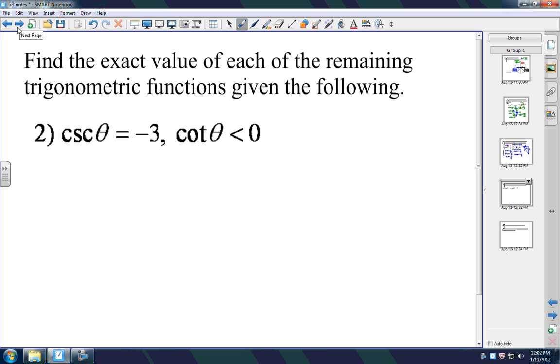Last thing is this guy. Find the exact value. So we say exact, we don't want any decimals when we're doing these things. Okay. Everything's all rationalized square roots. Find the remaining trig functions given the following. Now this guy's a little bit tougher. It's telling us the cosecant is -3.